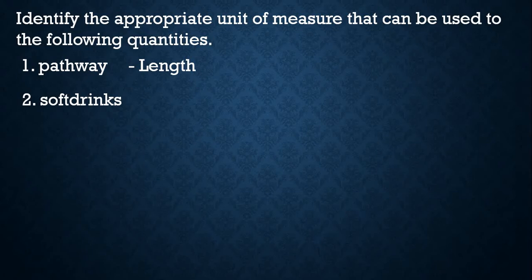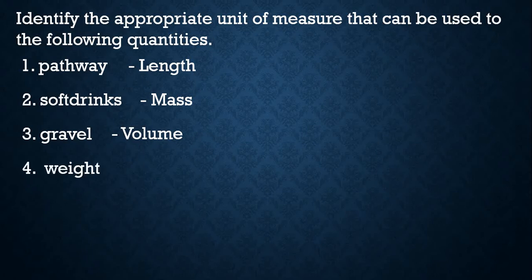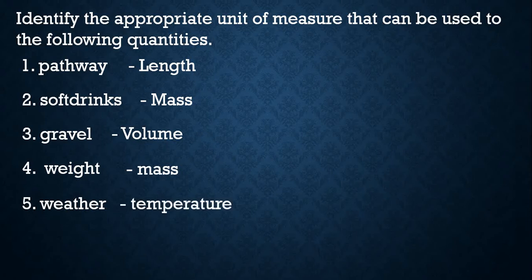Next, soft drinks. Of course, that is mass. Next is Scrabble. We have here volume, the cubic units. Next is weight. So this is mass. Gram, kilogram. Next, weather. When we measure how cold or how hot it is, that is temperature.